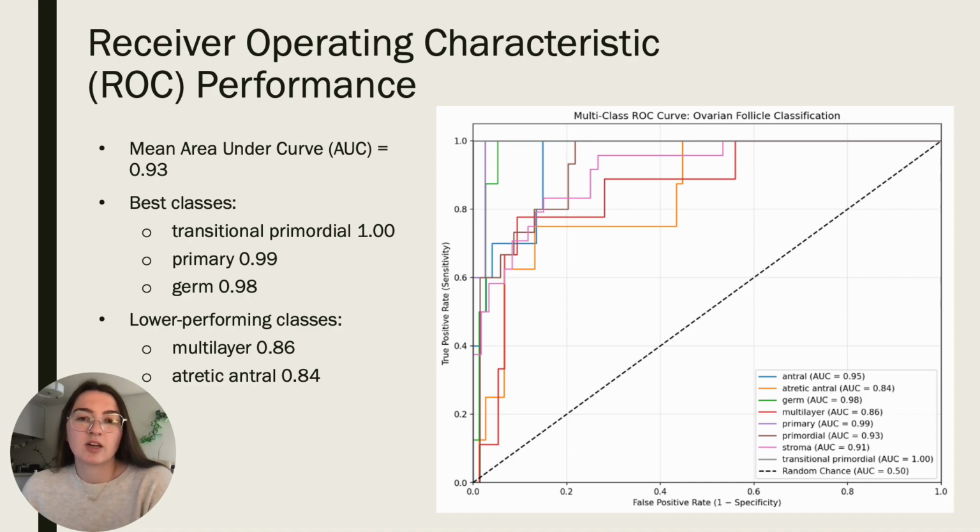Per-class area under the curve scores were as follows: transitional primordial with 1.0, primary with 0.99, germ 0.98, marking the 3 best classes. Antral area under the curve was 0.95, primordial was 0.93, and stroma was 0.91. Our lowest classes were multilayer with 0.86 and atretic antral with 0.84.